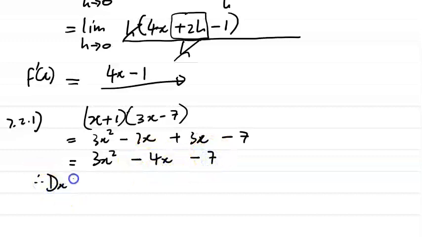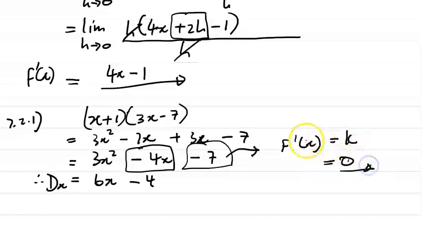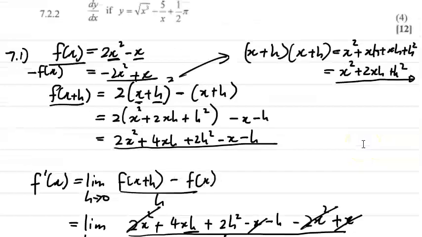Therefore, the derivative is now going to equal 2 times 3 is 6x, 2 times 3 is 6, subtract 1 from there. The derivative of minus 4x will be minus 4, and the derivative of minus 7 is 0. So remember that the derivative, f prime x, of a constant is equal to 0. Okay, so the derivative of a constant is equal to 0. Let's look at the next example.